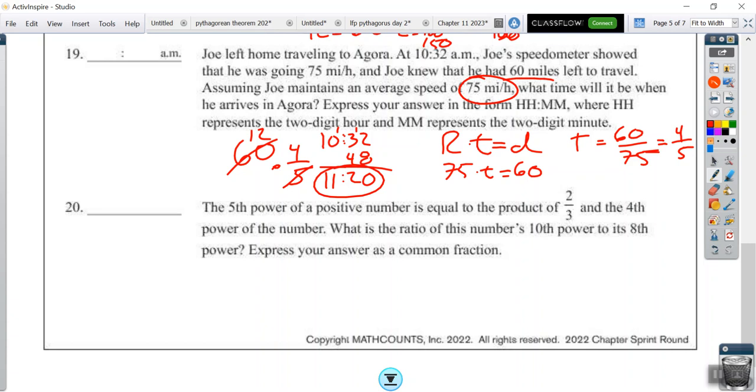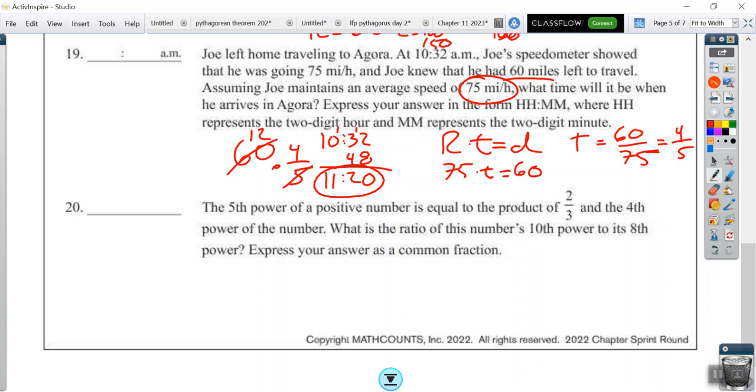All right, the fifth power of a positive number is equal to the product of 2/3 and the fourth power of the number. What is the ratio of this number's 10th power to its 8th power? Oh my goodness gracious. What an absolute mouthful that is.